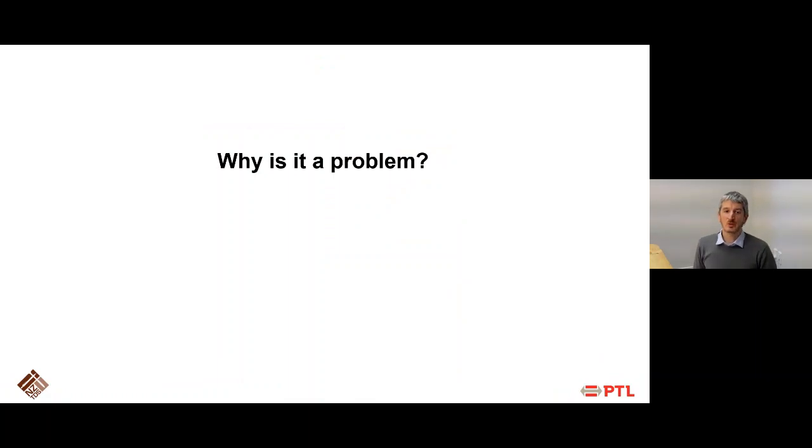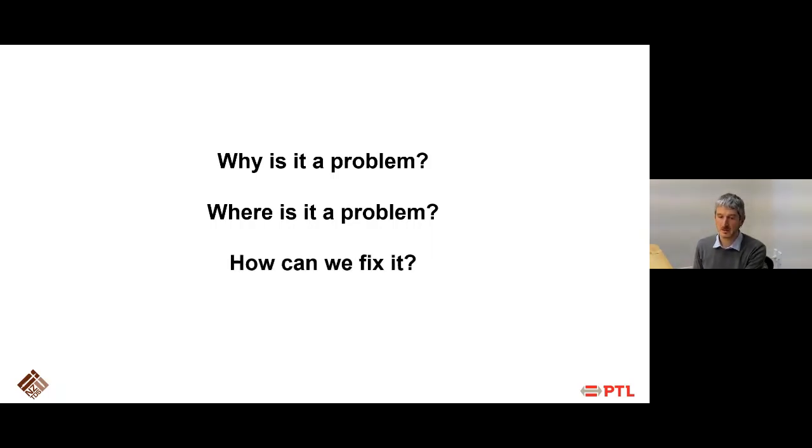Now, what we're going to cover today is why is it actually a problem? So we look at the basic properties of timber. And when is it a problem? What are the design scenarios where we really have to check for these perp to grain stresses? And what can we do about it? How can we fix it? What are the measures and how can we calculate for these stresses?